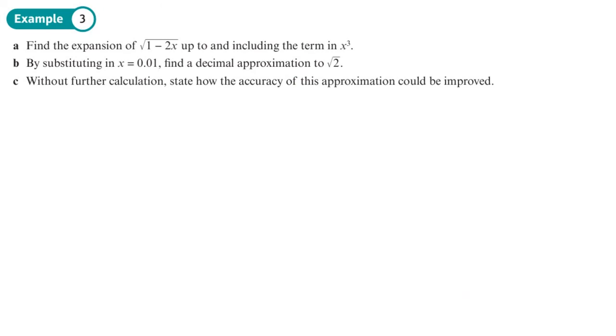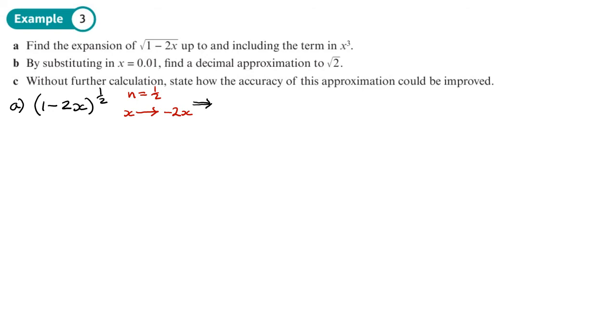Here we've got an expansion. Expansion of (1 minus 2x) up to and including the x cubed term. Right, so write it in a form we can expand. So (1 minus 2x) to the power half. So in my expansion, n is going to be a half. X I'm going to be replacing with negative 2x. So we need to take care with this.